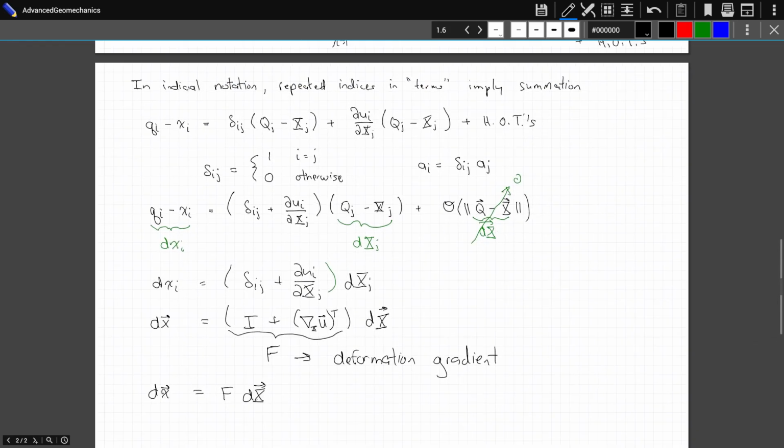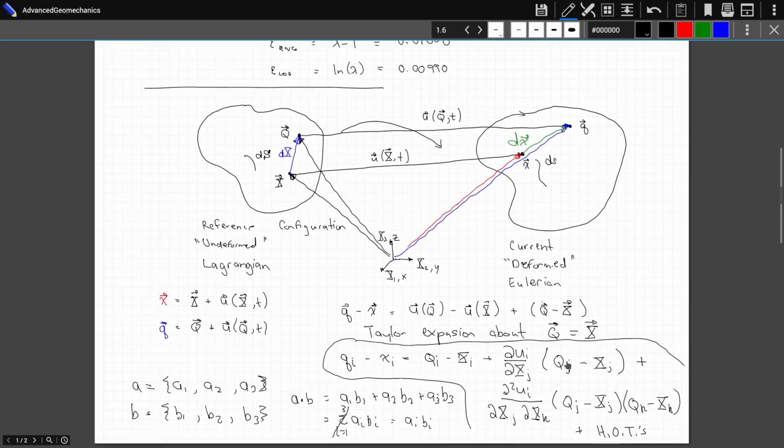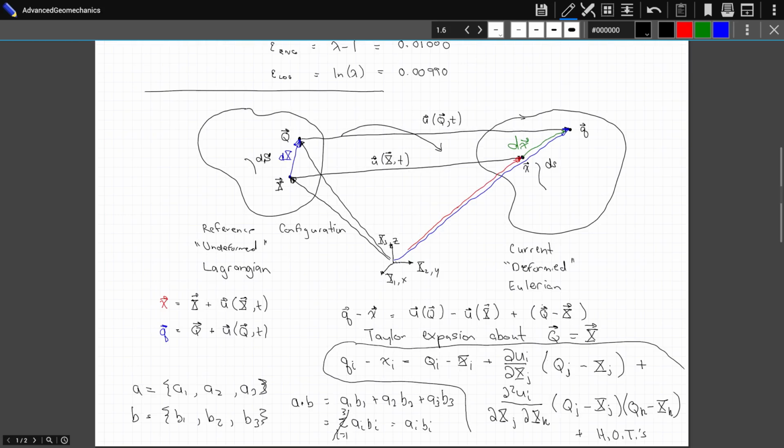Okay, so just briefly, let's remind ourselves what we did last time. Basically, we drew some vectors between the reference and current configuration. We wrote down some vector equations based on that, essentially labeling Q minus X, okay? And then we did a Taylor, so this is just Q minus X, and written on the left-hand side, things in the current configuration, but on the right-hand side, everything is in the reference configuration, right?